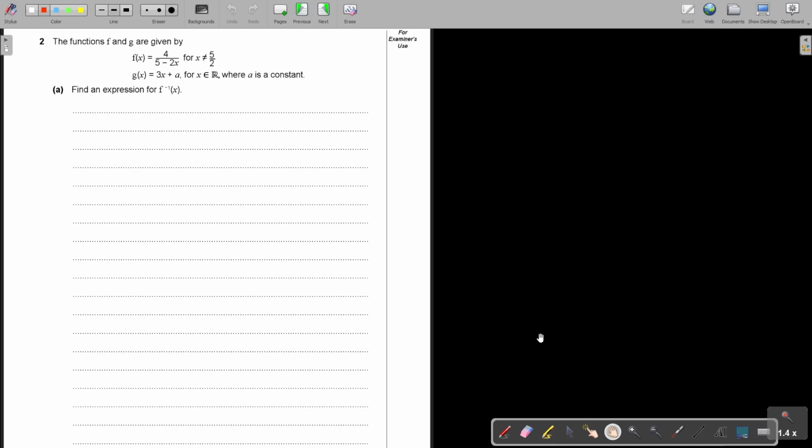cannot be 5 over 2 because then we will get division by 0. g(x) equals 3x plus a, for x an element of the real numbers, where a is a constant. Find an expression for f minus 1 of x. What does that indicate? The inverse.